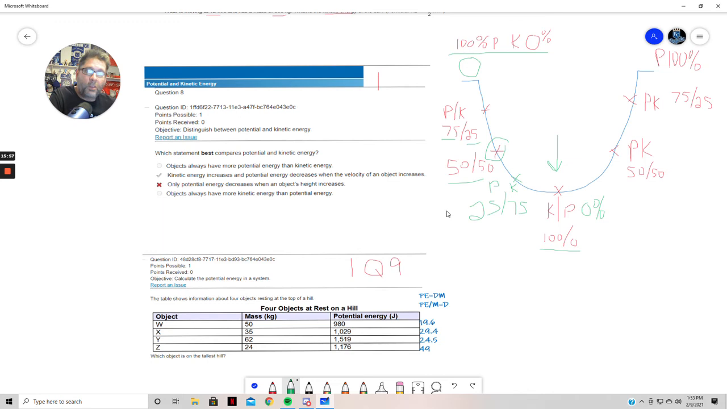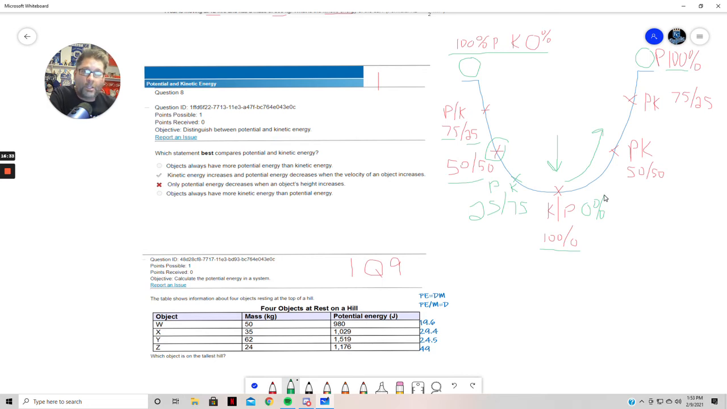But the opposite happens as it tries to go back up the hill as much as it can. Most things under their own power will not make it all the way back up the hill. But if it did make it all the way up to here and come to a rest, again, it would be 100% potential and 0% kinetic. But as it goes up the hill, the potential energy increases because it's slowing down, and the kinetic energy decreases, again, because it's slowing down.